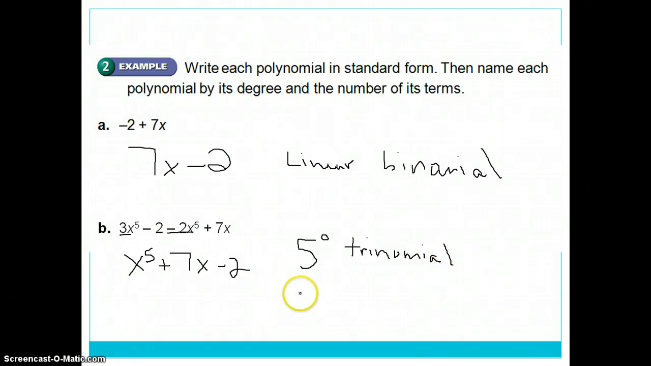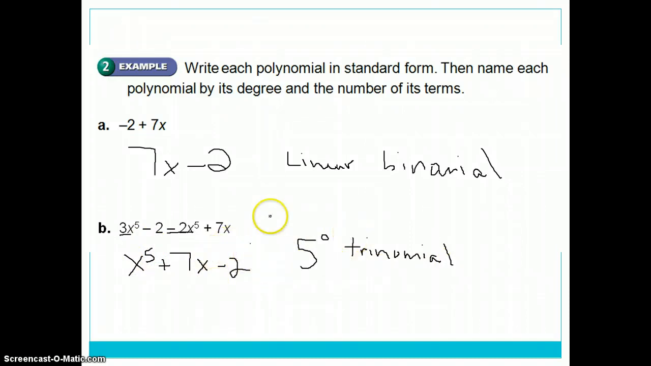All right, so that's about as hard as it gets, combining like terms here. Putting them in order, the fifth degree, if there had been a fourth, that would have been next. If there had been a third, that would have been after that. But it went from 5 to 1 to 0, so that's the order I put it in. And then again, I name it by the largest exponent, which was 5, fifth degree. There was 1, 2, 3 terms, trinomial.